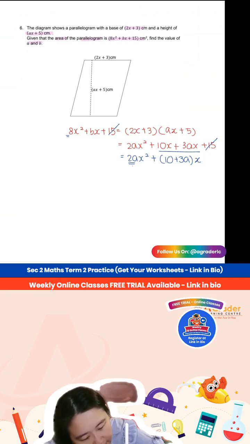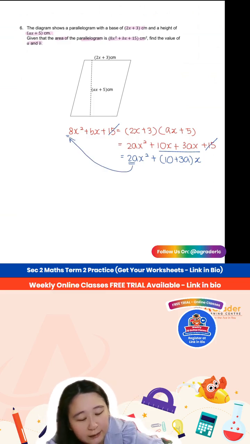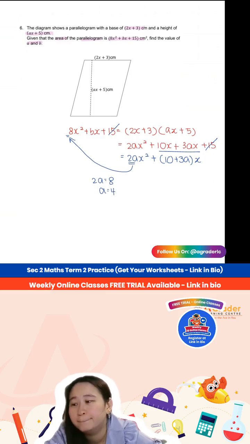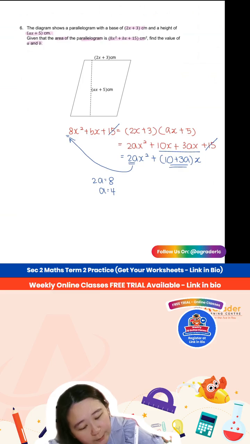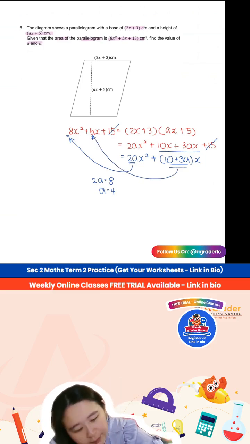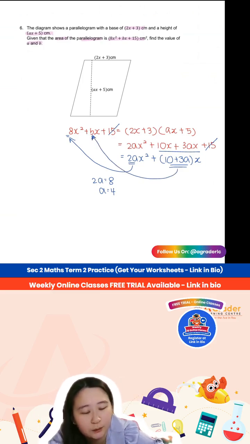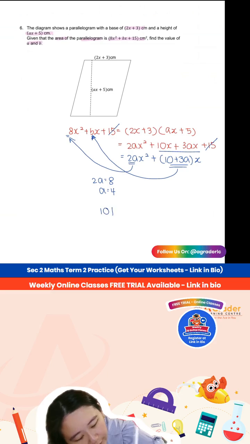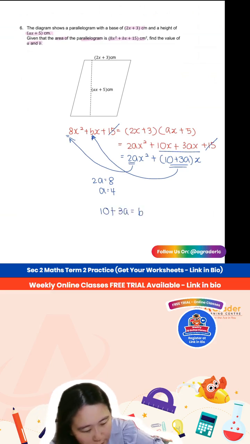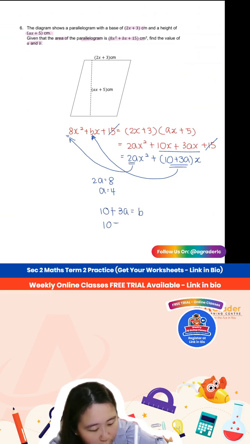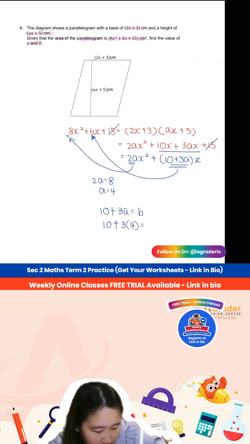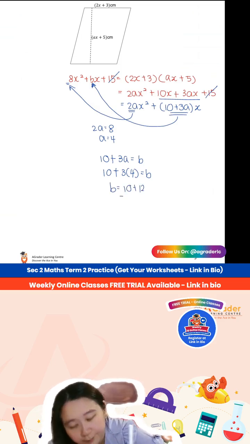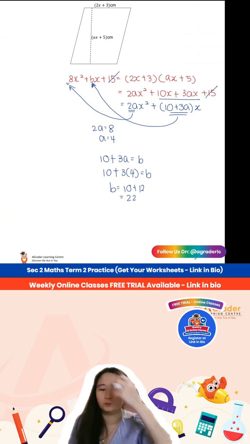So can you see that my 2a has to be 8? So 2a equals 8 means a equals 4. Okay, then with this part, we can find b. Our 10 plus 3a must give us b. And we already have the value of a, so we can substitute a equals 4 to find the value of b. So b is 10 plus 12. b is 22.